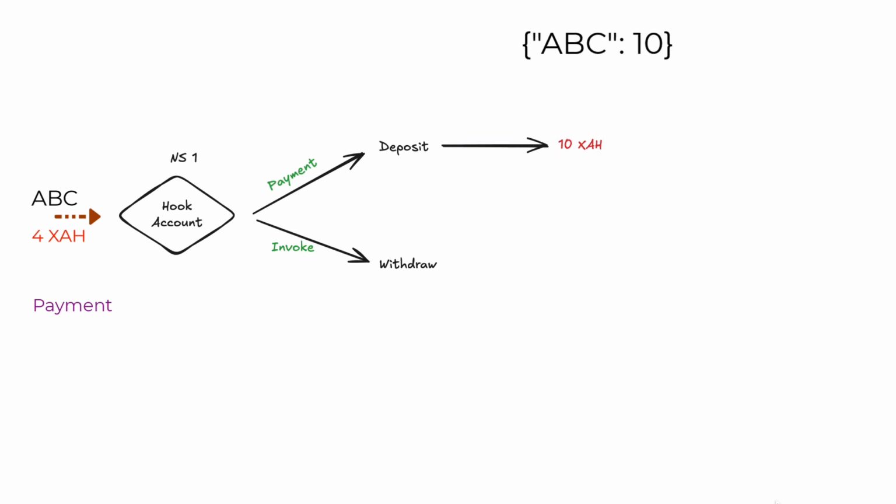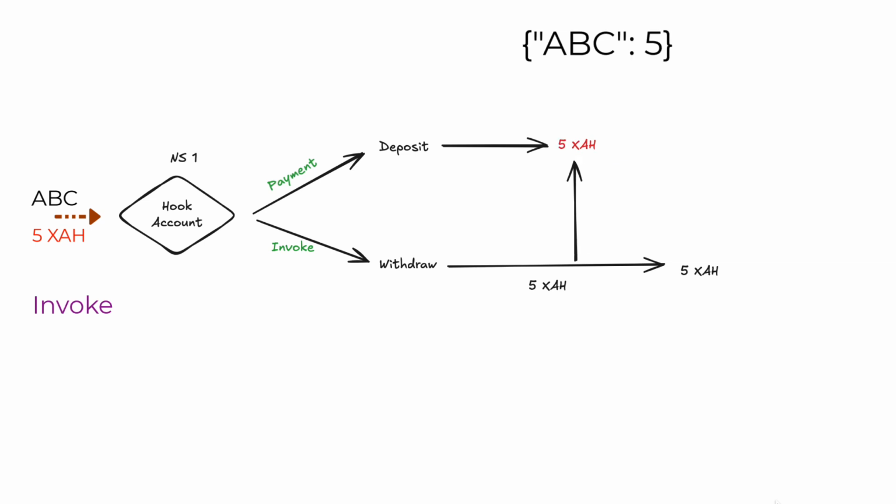Now let's see the withdrawal flow. You can request a maximum of 10 Xahau here, as you have a balance of 10 Xahau on the hook account. If you request more than that, it fails. Let's say you request 5 Xahau. 5 Xahau gets sent to your account and your balance gets adjusted.